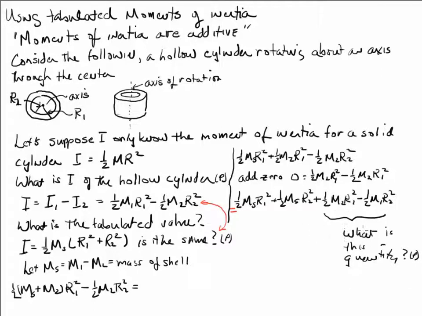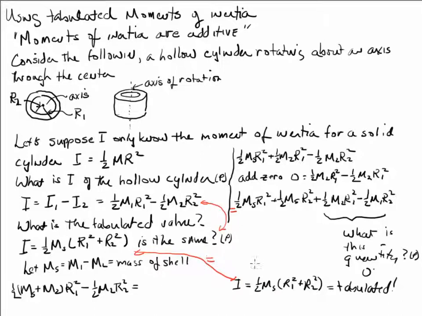What is the quantity given here? 1/2 m2 r1 squared minus 1/2 m2 r1 squared. Okay. After rearranging the terms, you come out with this equation. That's 0, and so we're left with I equals 1/2 ms (r1 squared plus r2 squared). And these two values, the tabulated value and this value, are the same. So I can come over here and I can say these two are equal.